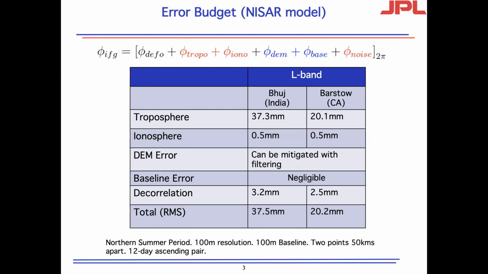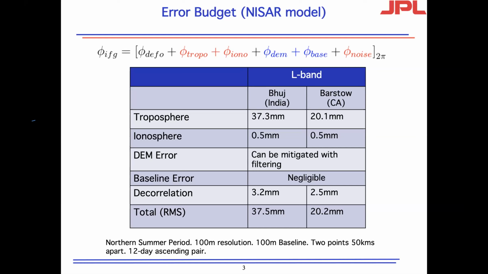And here you can see in this table output from the ISCE performance model. So this is for an L-band sensor, and if we're looking at 2 points about 50 kilometers apart, then we see about 40 millimeters or 4 centimeters of tropospheric noise in a region like India, and about 2 centimeters in Barstow in California. Keep in mind that these regions are quite different. California is pretty dry. It's also an arid location.